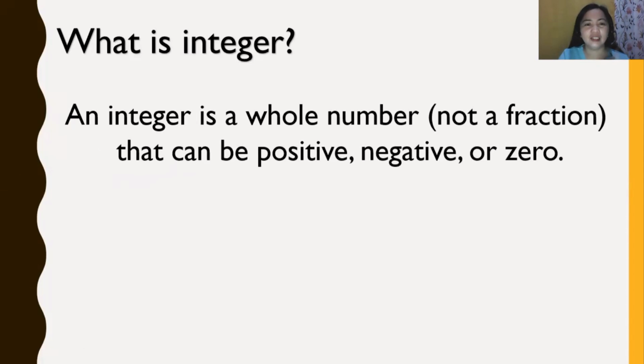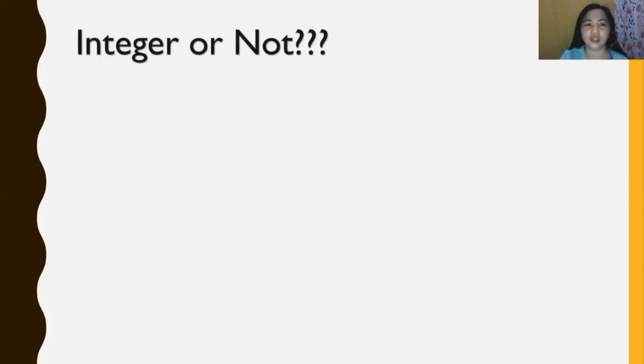So now, napakalinaw ng definition ng integer. It is a positive or a negative number including zero, but it is not a fraction. So therefore, it is also not a decimal number because try if you can identify if the given is a real number, an integer or not an integer. So let's play integer or not.